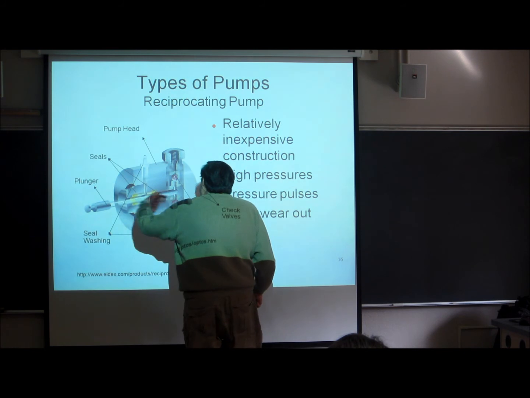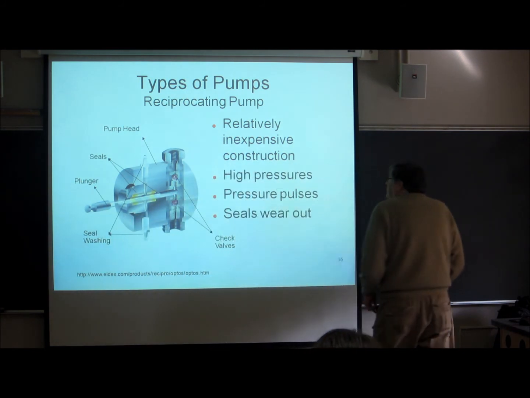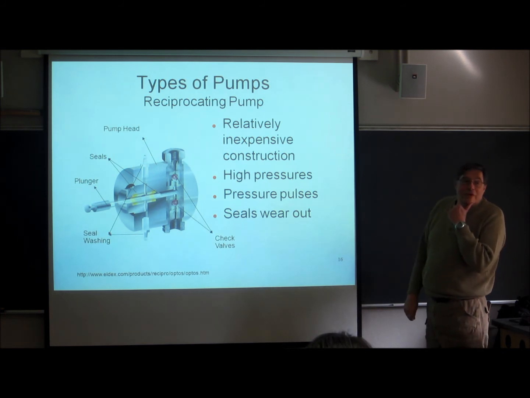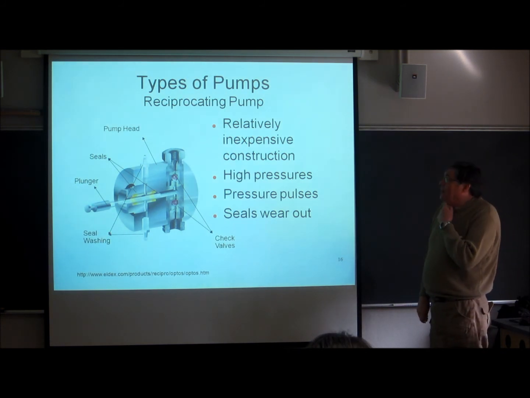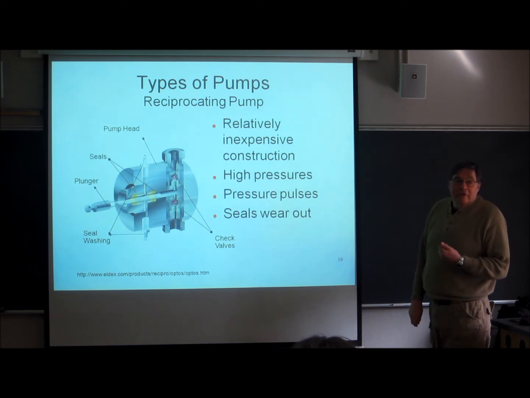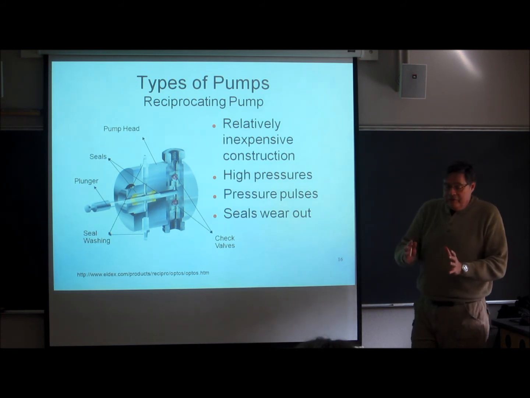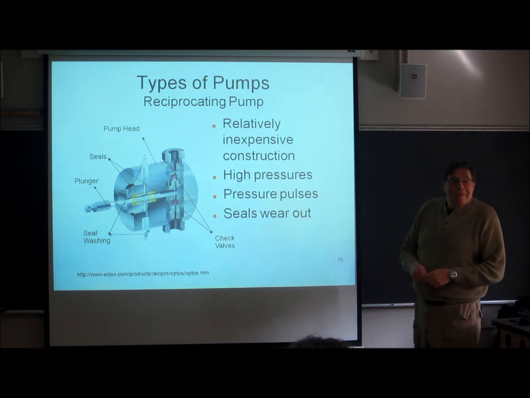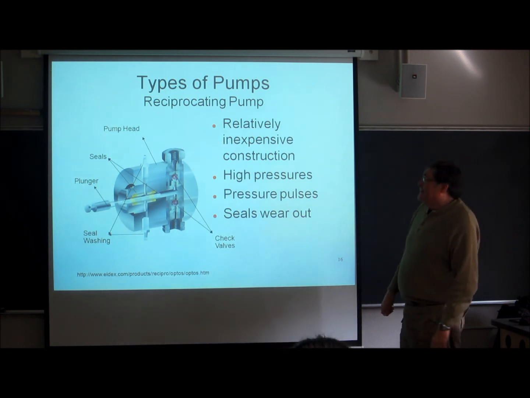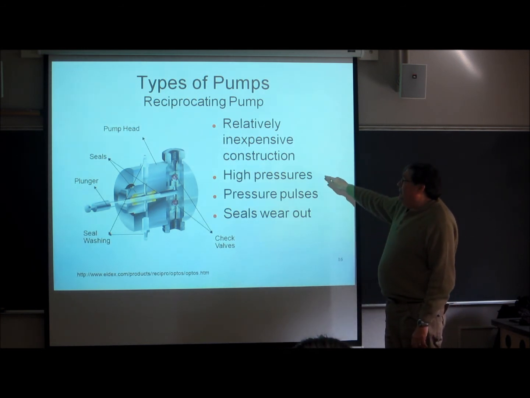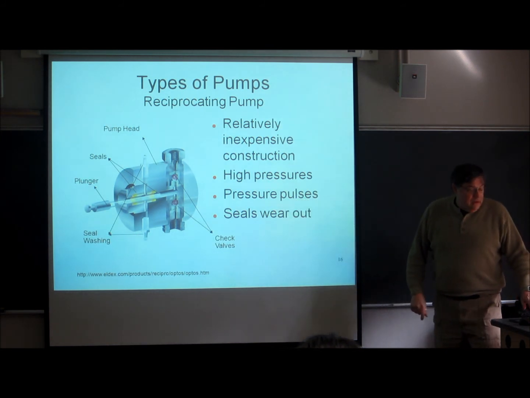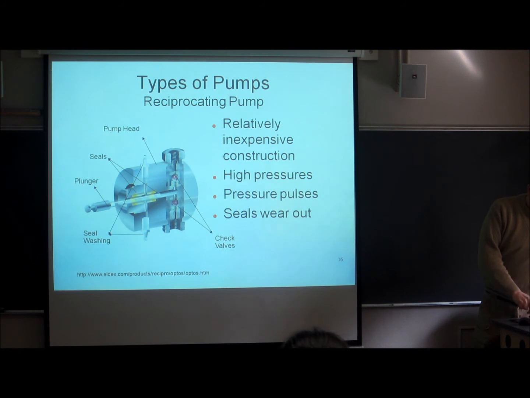Okay, so there are seals in this thing. This moves, as I said, this is a reciprocating piston here. They're fairly inexpensive. Yeah, well, inexpensive is a relative term, isn't it? The first one of these I bought at Gustavus in 1980 was in a unit about this size and cost about as much as an automobile, okay? So relatively inexpensive. Obviously high pressures. It does produce pressure pulses, which we try to control. And of course the seals wear out, but that's why God created graduate students, so that we could have them change the seals.